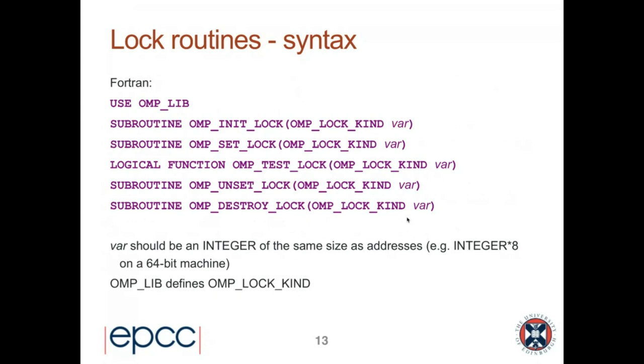So here are the lock routines. These are defined for Fortran, in the OMP underscore lib module. And so we have five routines. We have init lock, which does the initialization. We have set lock, which is the blocking set, so that will wait until the lock is available. We have, somewhat confusingly, test lock. So test lock is the non-blocking set. That returns true or false depending on whether it succeeded in setting the lock. Then we have the unset and finally the destroy to free up the lock and any memory associated with the lock. For modern Fortran, you can ignore this stuff about the type of the variable. You simply use the OMP lock kind that is defined in the module, and everything will be happy.